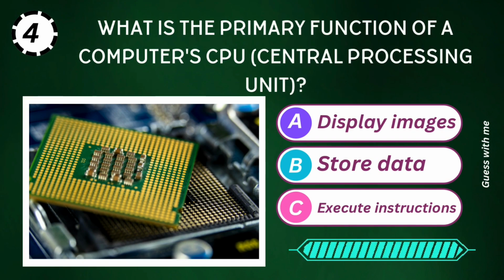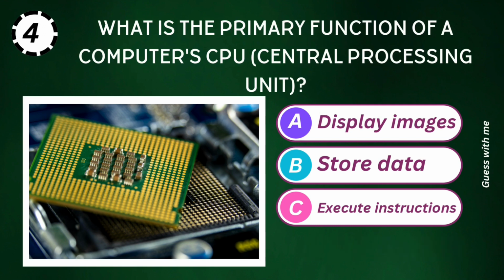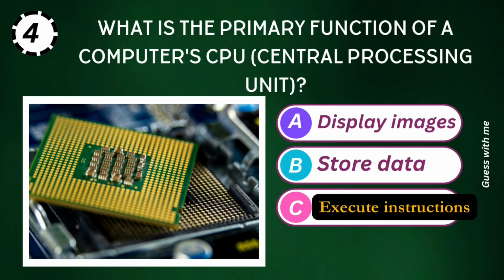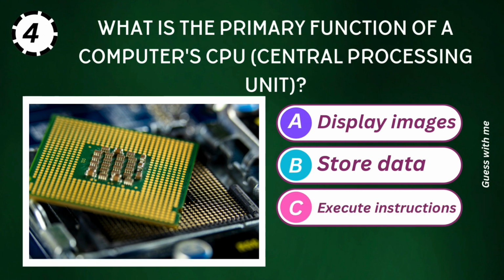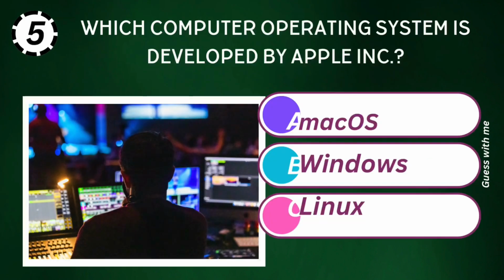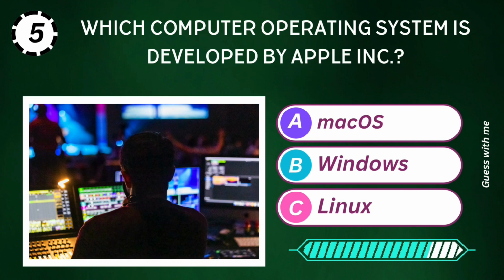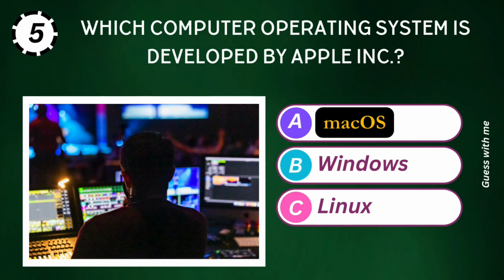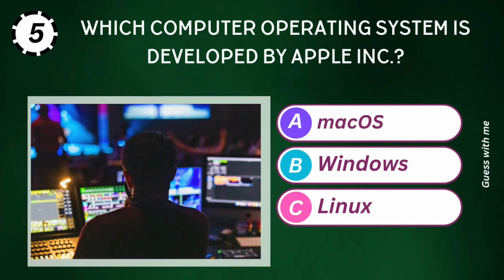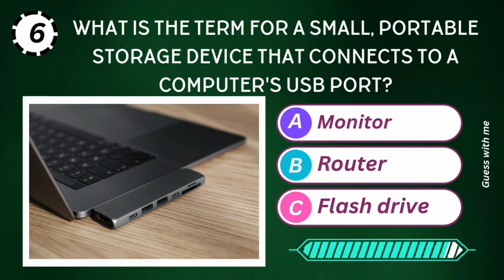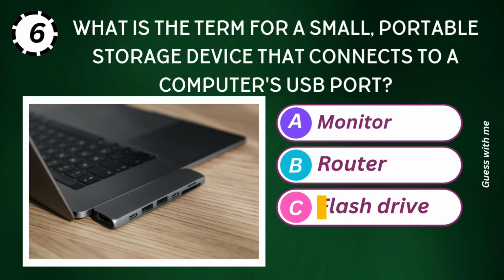Number 4: what is the primary function of a computer CPU? Execute instructions. Number 5. Which computer operating system is developed by Apple Inc.? Option A is your answer. Number 6 for you is: what is the term for a small portable storage device that connects to a computer's USB port? Flash device.